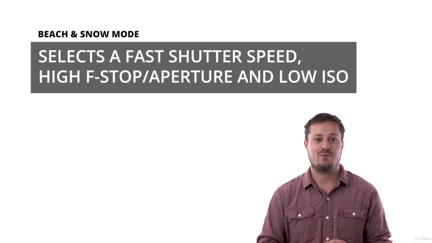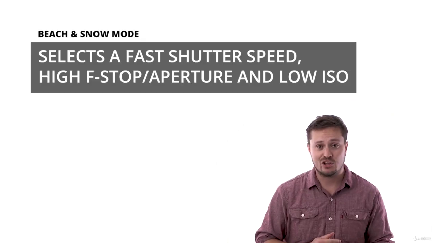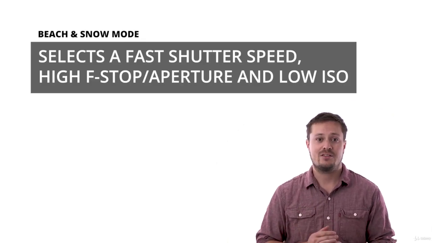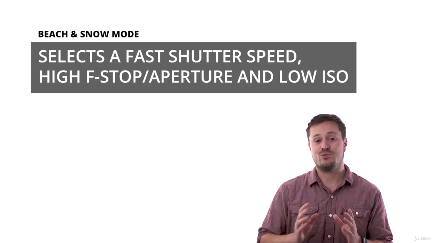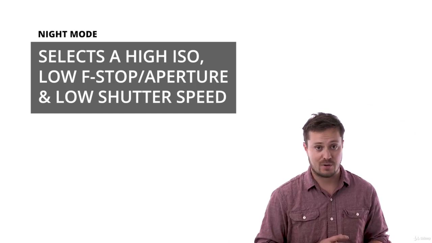Beach and snow mode. Knowing both these situations will be brighter than normal, the cameras will select a fast shutter and close down the f-stop, and sometimes select a very low ISO to make sure things will not be blown out or too bright. Night mode. This setting usually selects a high ISO and a slow shutter to get as much light in as possible for the night scenes.